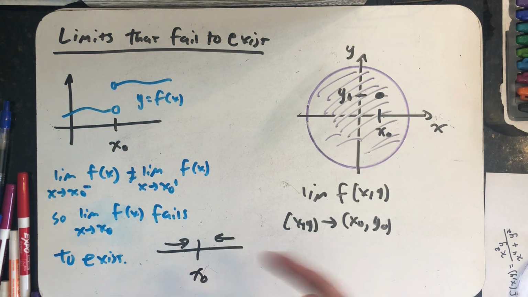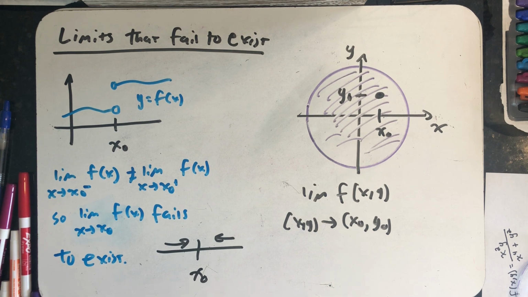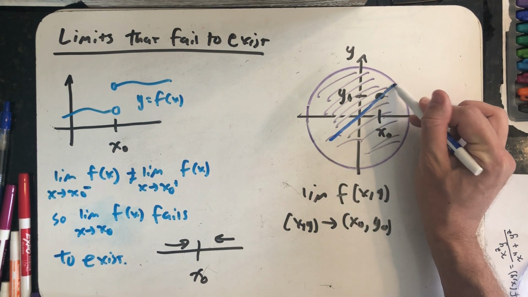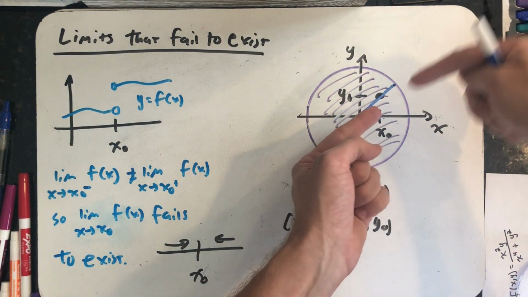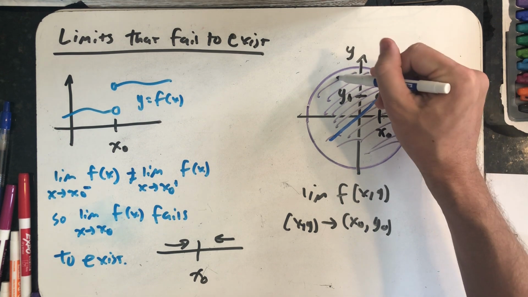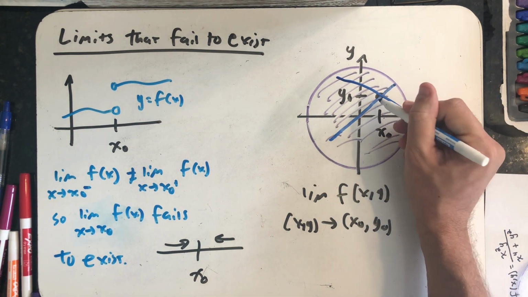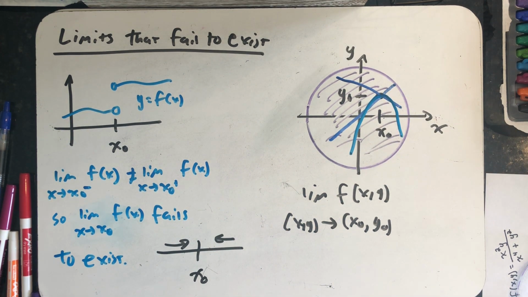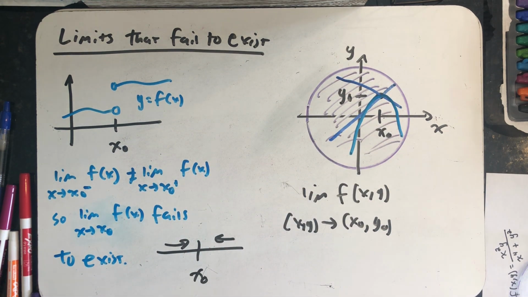Well, this idea from the left and from the right doesn't make sense anymore, because there are a lot of different ways to get to the point x naught, y naught. Any path in the domain would be a way to do it. So we could go on this straight line path, either this direction or this direction, or this one. Or we could take a parabolic path to the point x naught, y naught, right? There are infinitely many different paths that go through that point.